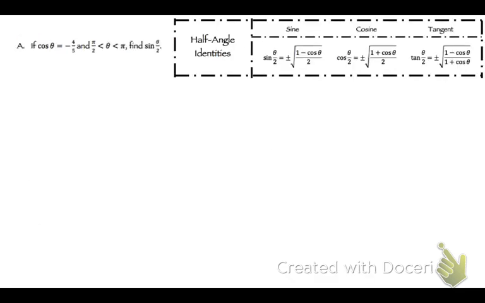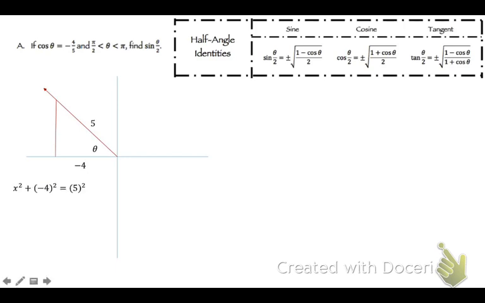Okay, now let's get into half angle identities. Half angles are just one more step than the double angles. Okay, so we're given that cosine is negative 4/5, and it's between pi halves and pi. So that's the second quadrant. So I'm just going to draw this in the second quadrant. Cosine is adjacent over hypotenuse. So I'm going to solve for my opposite side. So that's x squared plus negative 4 squared equals 5 squared. X squared plus 16 equals 25. So x squared equals 9. X equals 3. So that right there is 3.